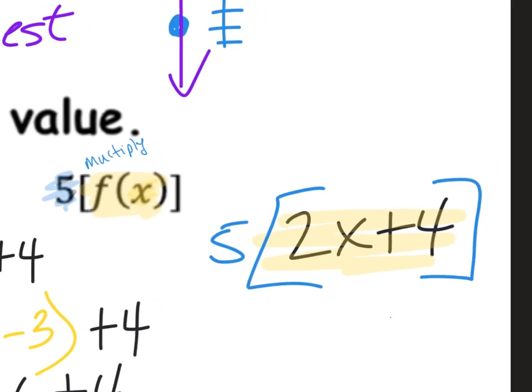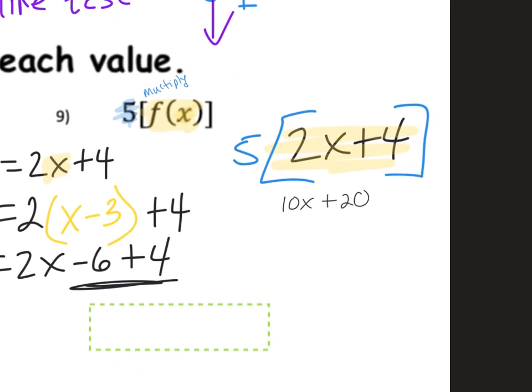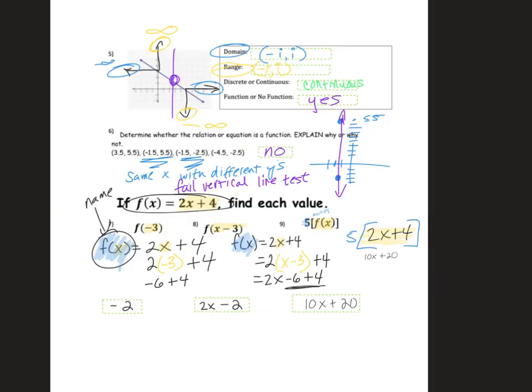So we're just going to do good old-fashioned distributive property. So that'll give us 10x plus 20. You're just taking the 2x and the 4 and multiplying them by 5. That is all you're doing. No like terms to combine, nothing like that. So that's what I'm going to type in my answer box, is 10x plus 20. The part on number 9 that's confusing?